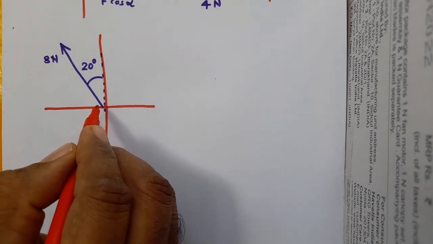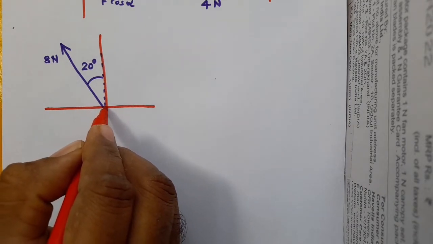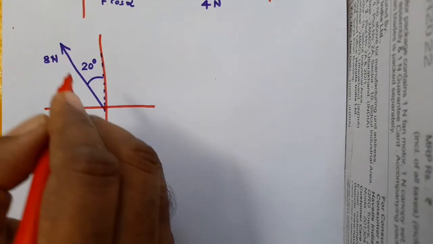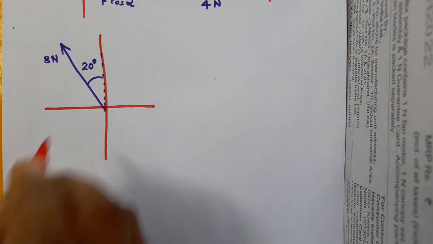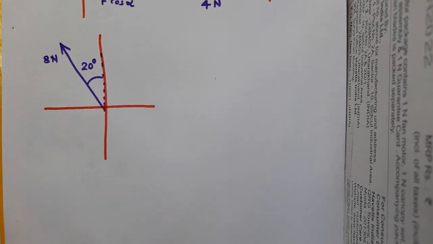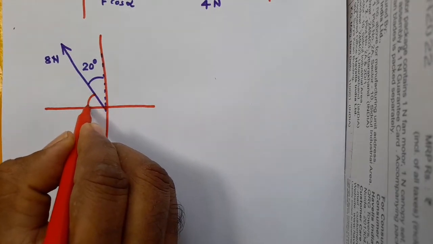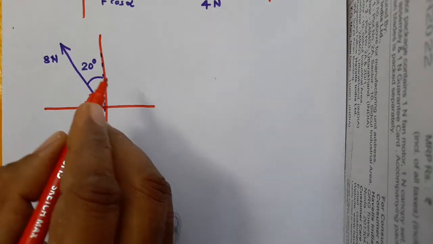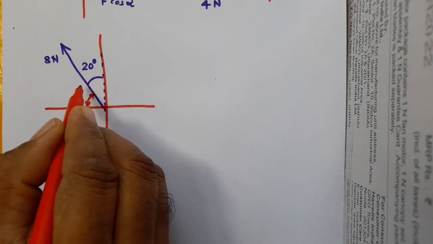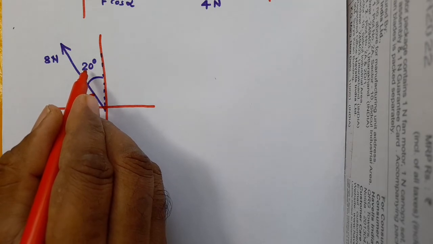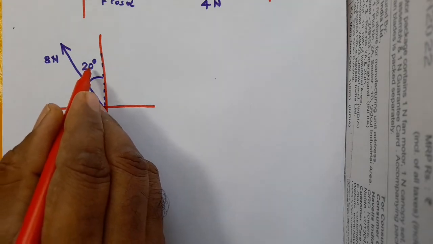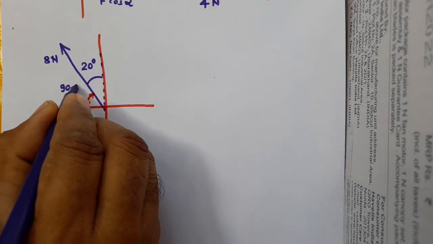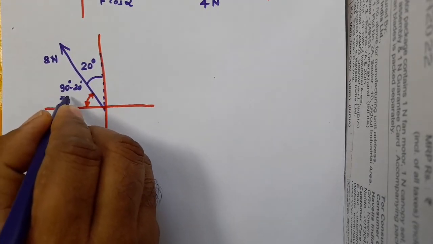Now ask yourself, what angle does this force make with the horizontal, and that angle should be acute? It is this angle, which is the acute angle with the horizontal, and this angle is nothing but, see, the total angle is 90, so this angle will be 90 minus 20, that is 70 degrees.